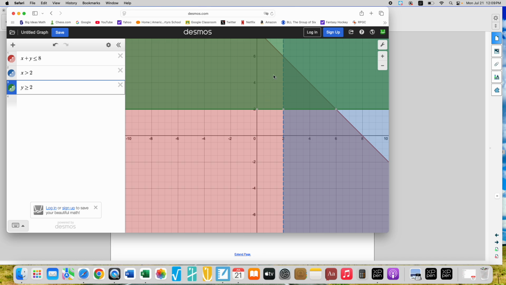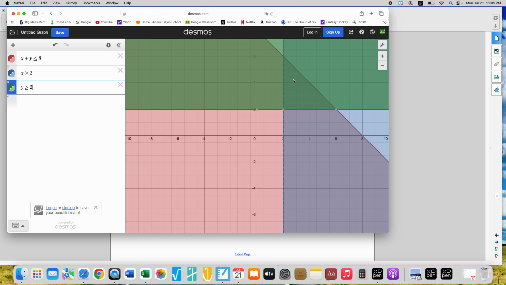So where are all three of them solutions? It's going to be in between this. That's where it's triple shaded. Pretty cool, right? So this is the green. This is y is greater than or equal to 2. This is x is greater than 2. And then this line is x plus y is less than or equal to 8. So that's how it would look.